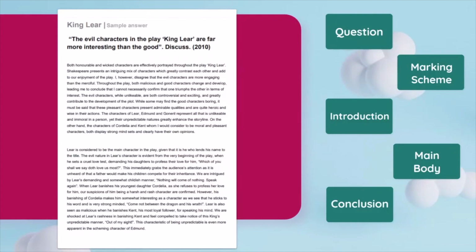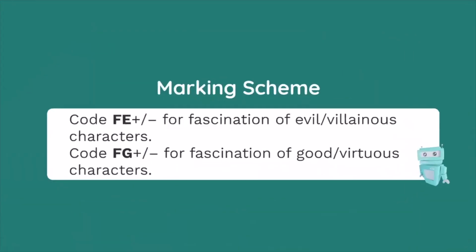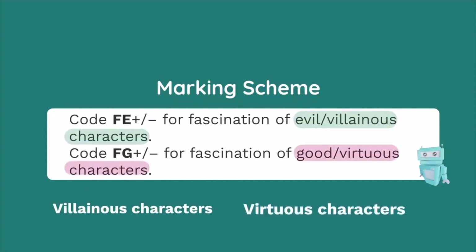Well, we need the evil characters and then the good characters, and we need to look at the marks, and we're going to look at how we're going to divide that up and make sure that we're really focusing on the right areas. So the coding in this case, just to keep it simple, the F is for the fascination, and the FE is for the evil, and the FG is for the good. So the villainous characters and the virtuous characters. So we've just changed that to evil and good.